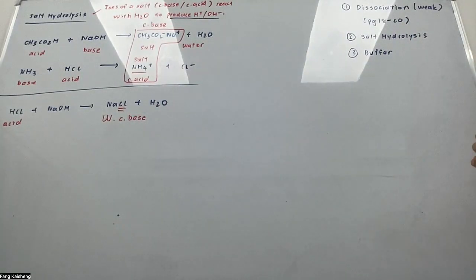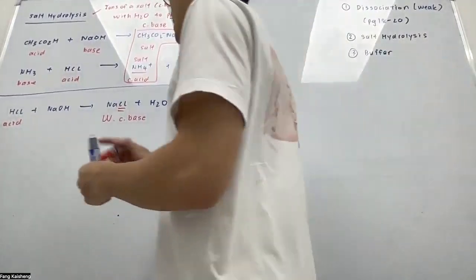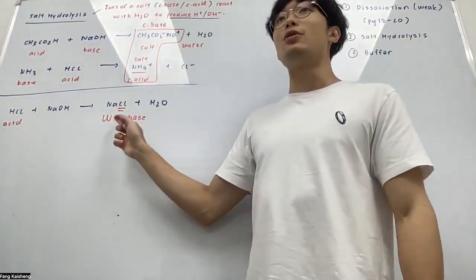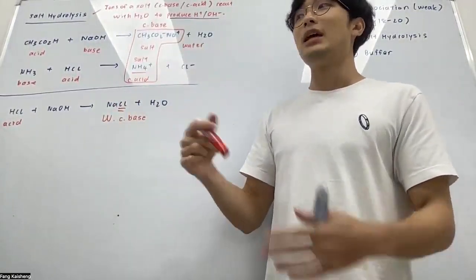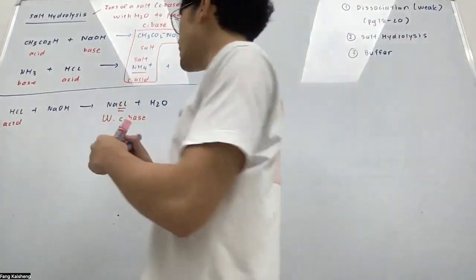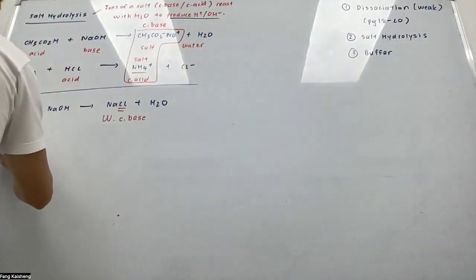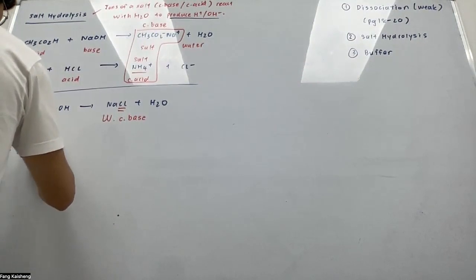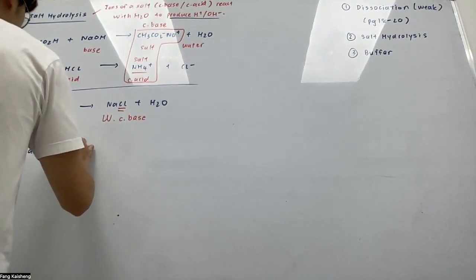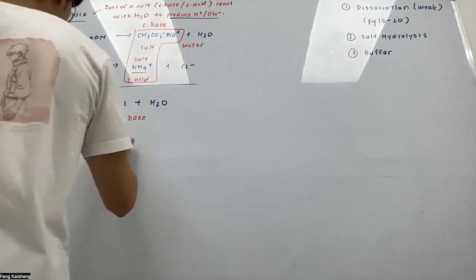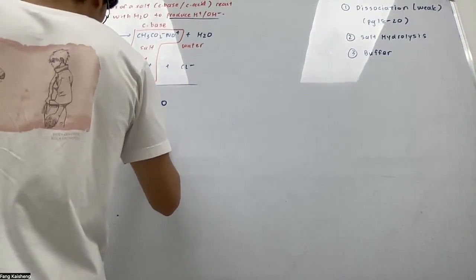Let me explain first. Let me just write down the facts first. Because it's a weak conjugate base, do you think something weak can react with water? No, it's just not enough. So what's going to happen here is this, and it's in the notes also: Cl⁻ is a weak conjugate base, so it cannot react with water.